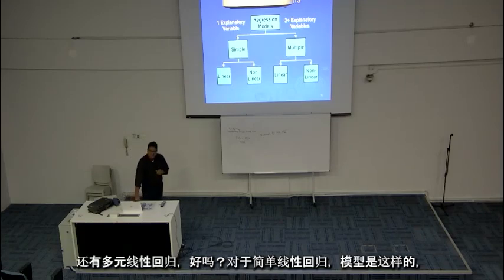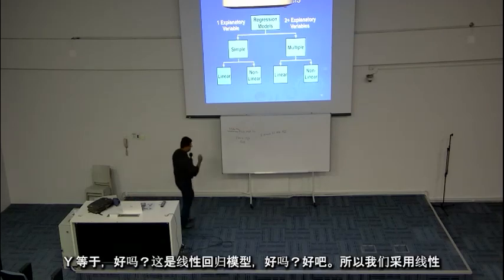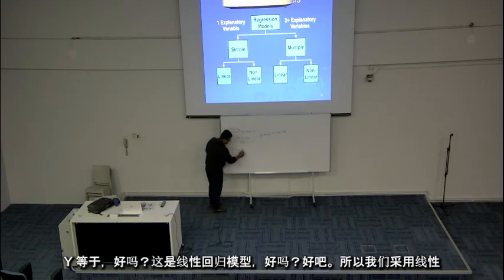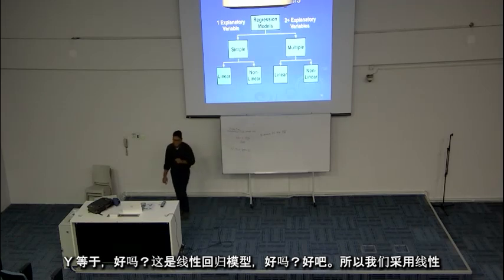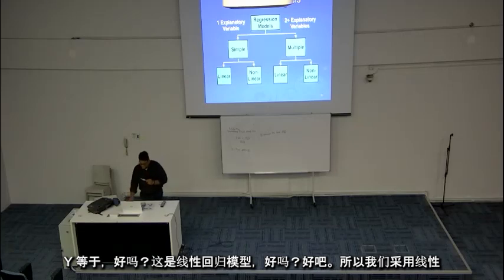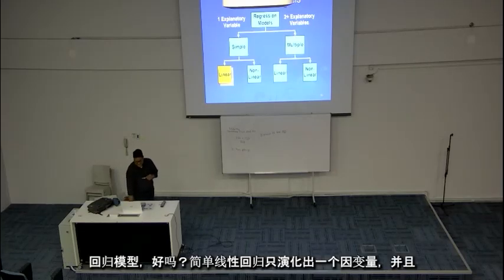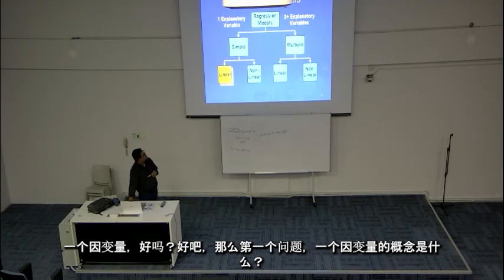For the simple linear regression, the model is like this: Y equals, okay, this is the linear regression model. The simple linear regression involves only one dependent variable and one independent variable.